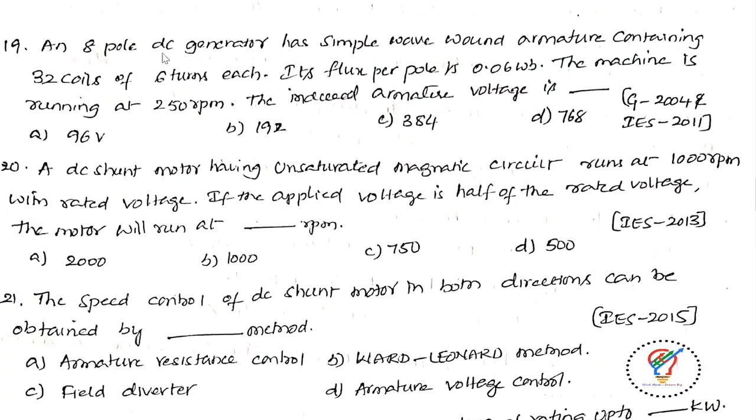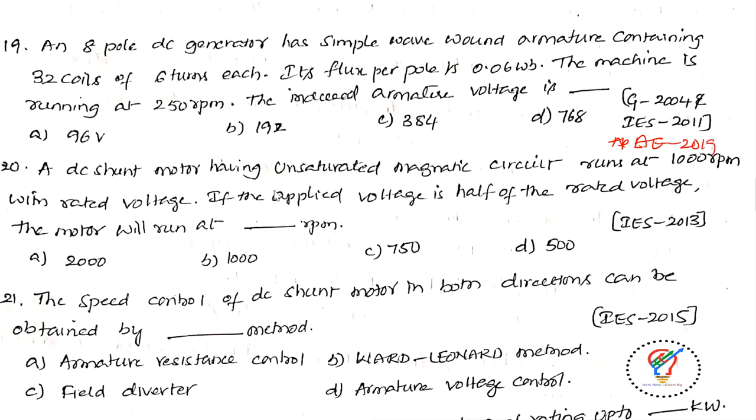And next one, an 8-pole DC generator has a simple wave-wound armature containing 32 coils of 6 turns each. If the flux per pole is 0.06 webers, the machine is running at 250 rpm. The induced armature voltage is. So this question was asked in GATE 2004 and IES 2011, and the recent AP Transco AE examination 2019 they asked the same question.